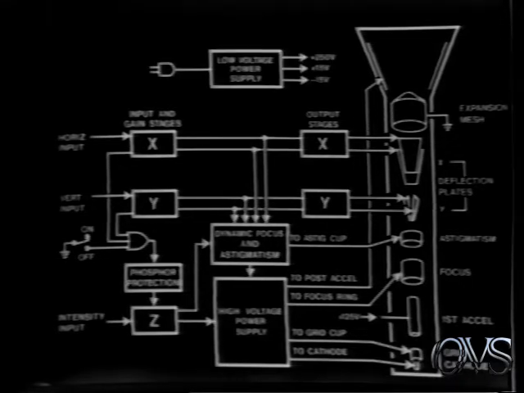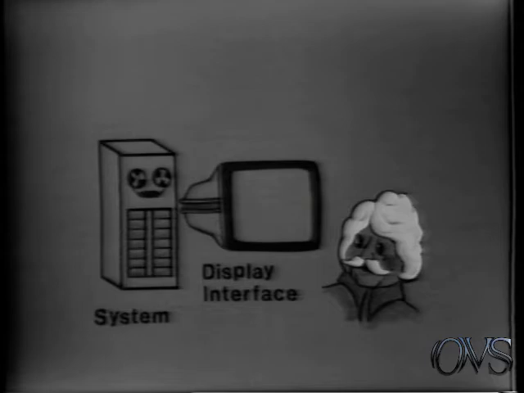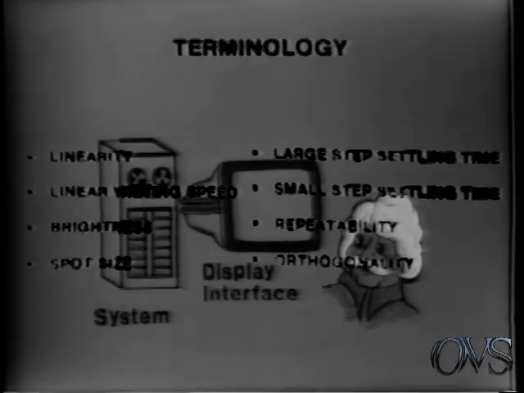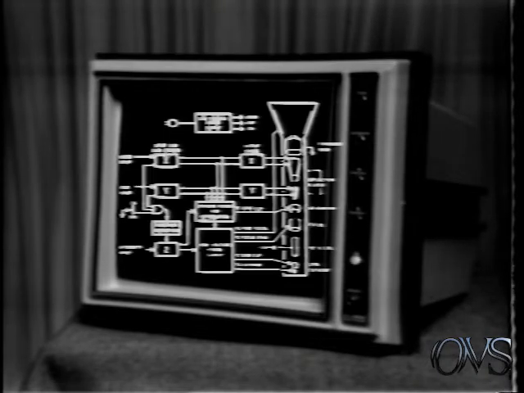The low voltage power supply provides regulated voltages of plus 15 volts, minus 15 volts, and plus 250 volts. In this program, we have defined an XY display. We have explained some terminology associated with XY displays. And we have discussed a functional block diagram for a typical electrostatic XY display.